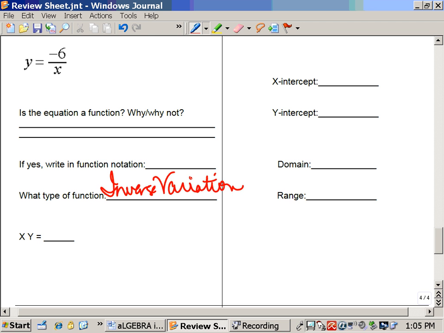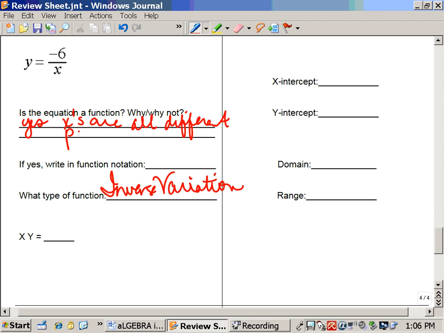So inverse variation, is it a function? Yes, it is going to be a function. Now the question tomorrow is, why is it a function? Because the x's are all different. What if I said it in a different way? What if I said the x's don't repeat? Would that throw you off a little bit? Okay, x's are all different. And what else?